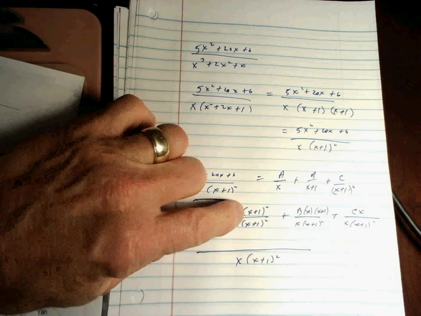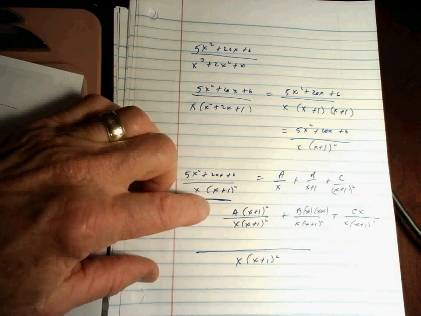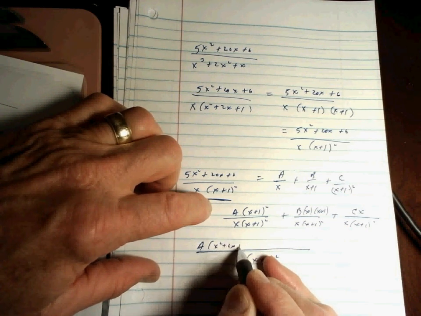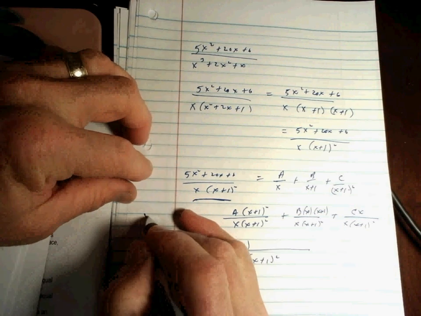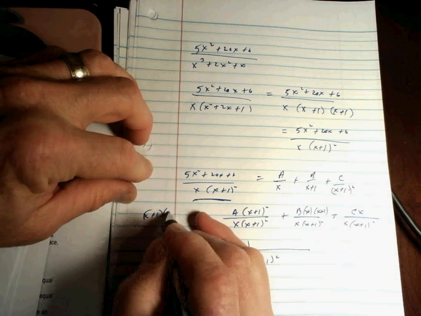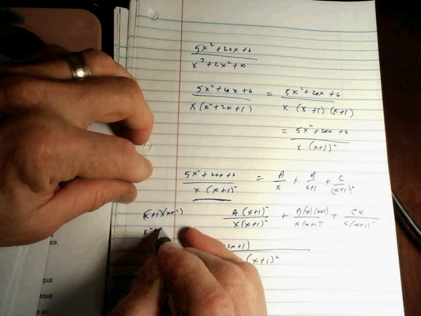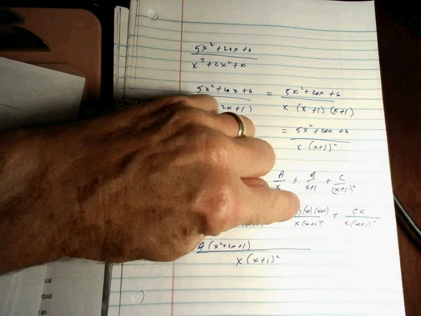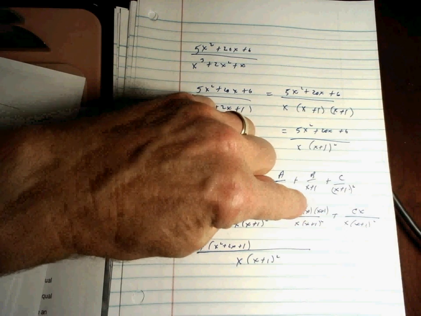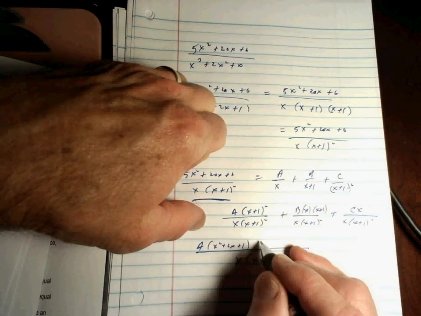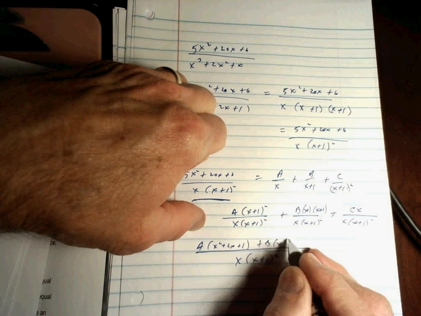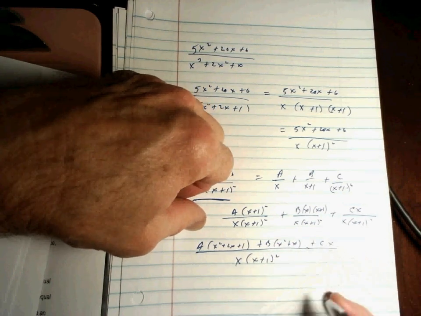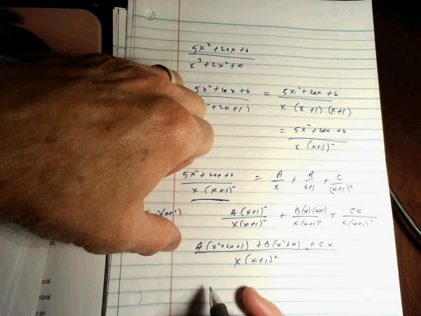Now I'm putting them over the same denominator. And x plus 1 all squared is going to be a times the quantity x squared plus 2x plus 1. That's when you square x plus 1. You get x squared plus 2x plus 1. So just keep that in mind. In this case, when I distribute this, this would be x squared plus x multiplied by b. And this final term would just be cx.